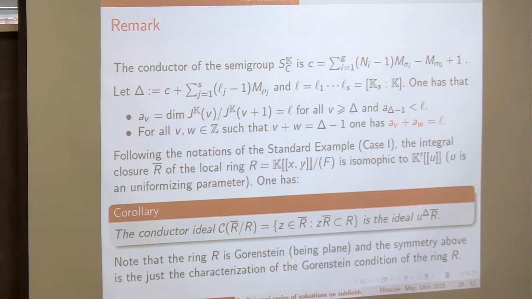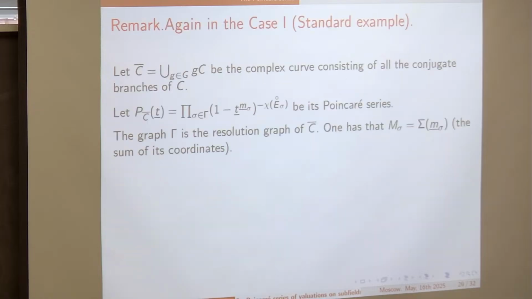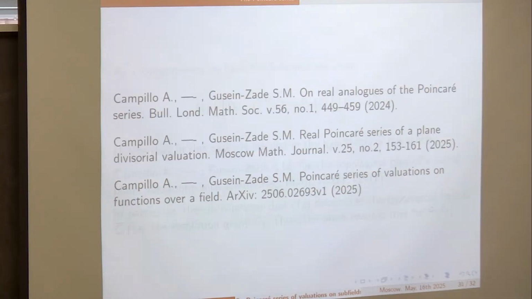because you see this ring R is Gorenstein because it's plane. It's not complex, but it's plane. And then the symmetry is just the characterization of the Gorenstein-ness of this condition on the ring. Okay, I stop here. Sorry, this is for another moment.